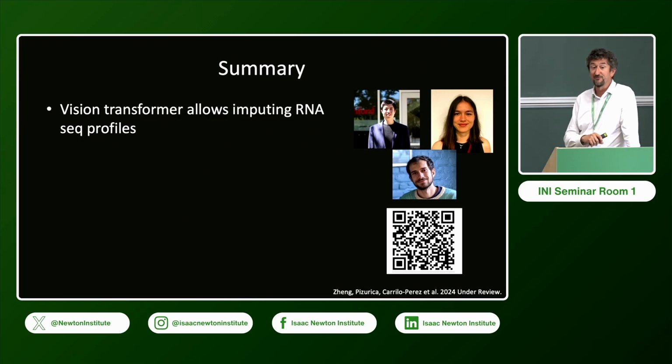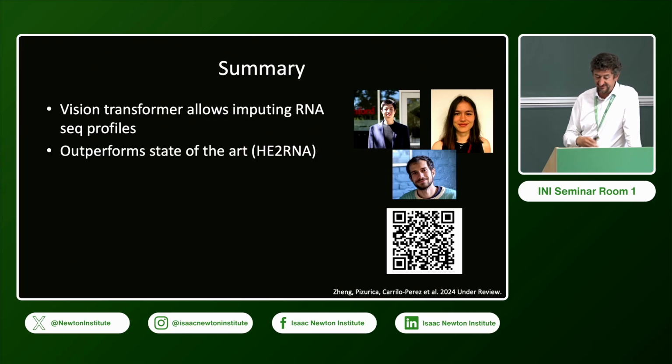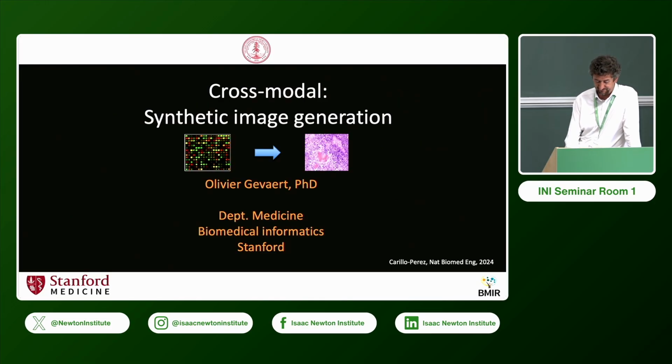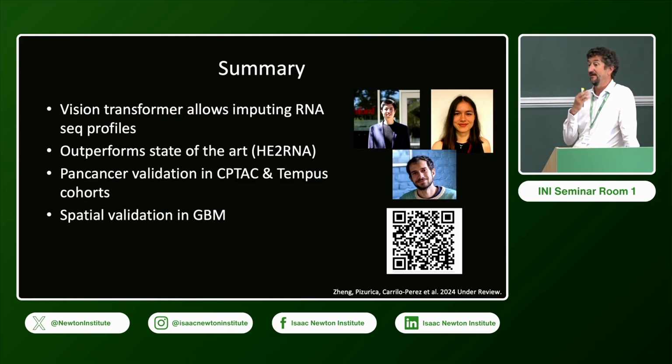So this first example is essentially where we developed this vision transformer to make a prediction of gene expression. I didn't show you this, but we can also spatially visualize the prediction of the genes, and we show in spatial transcriptomics data that it correlates well for certain genes in glioblastoma.